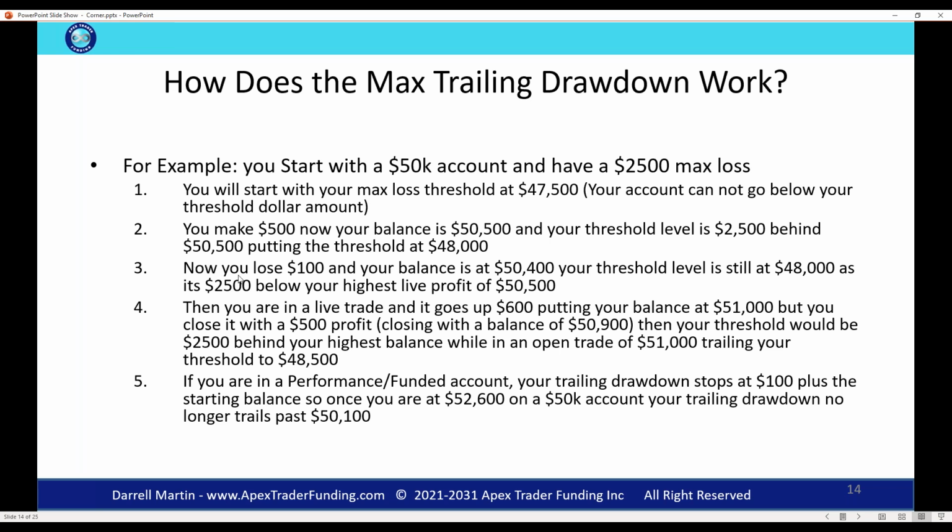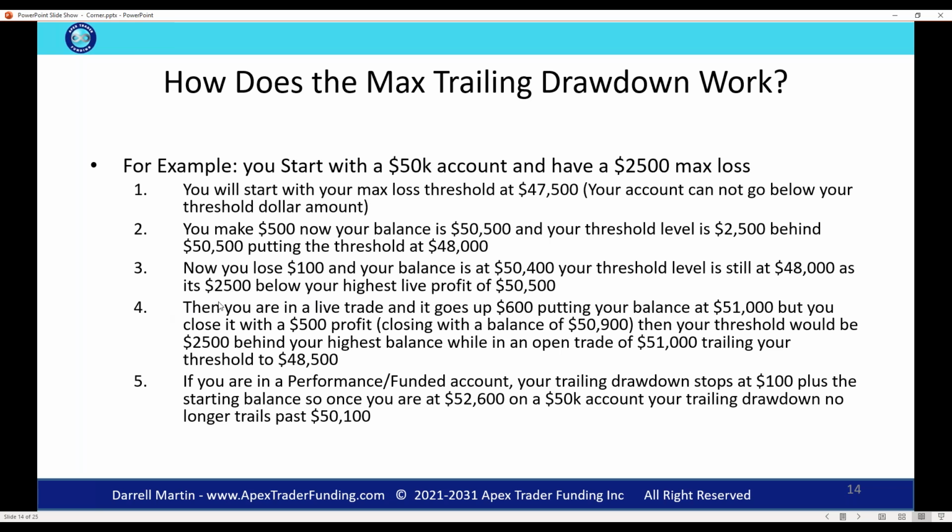Now, on the next trade, you lose $100. So now, instead of your balance being 50,500, you lost 100. So your balance is what? 50,400. But your threshold is still where it was at 48,000. It didn't go up or down, okay? Because your threshold only goes up as profit goes up. Does that make sense?